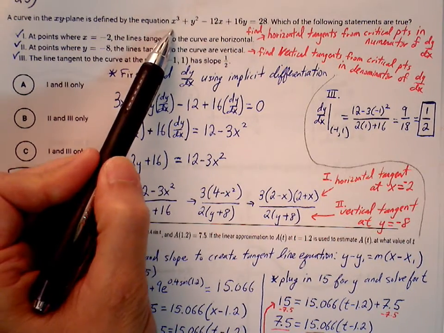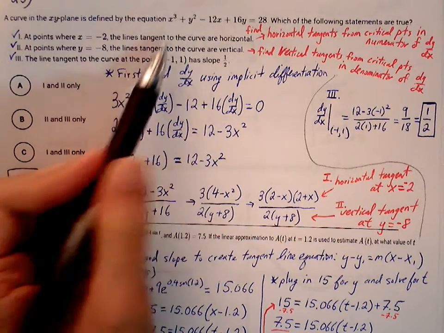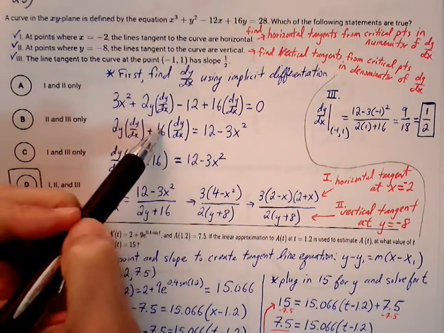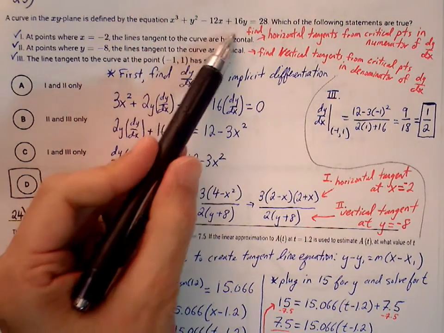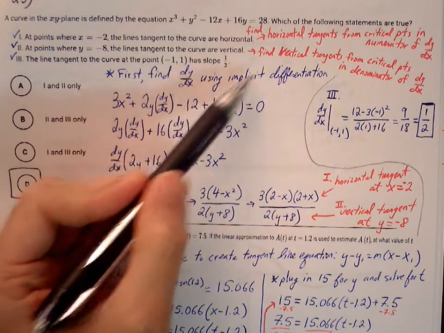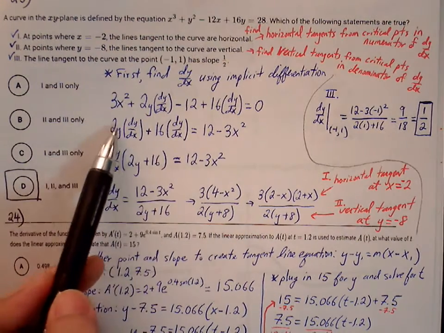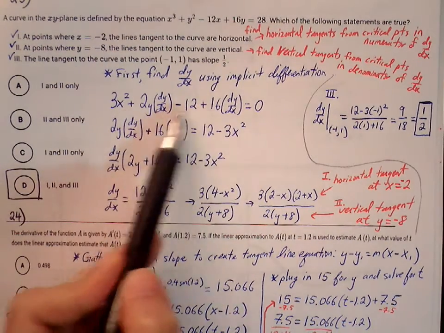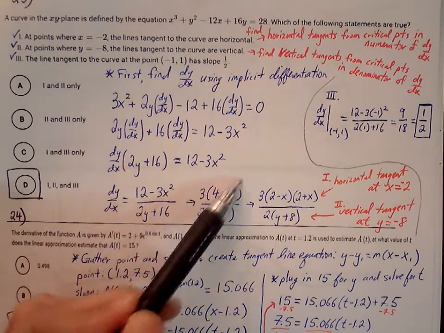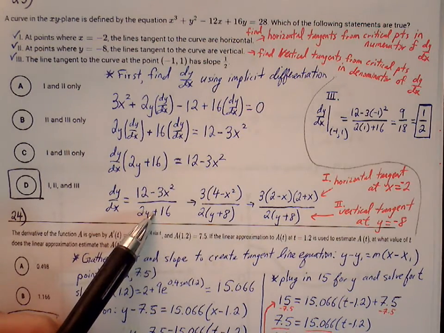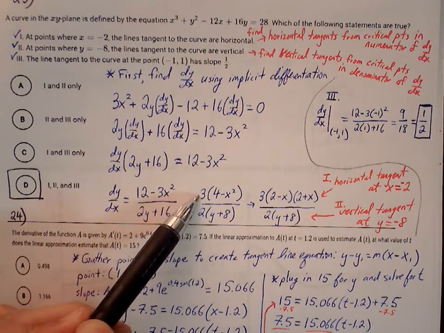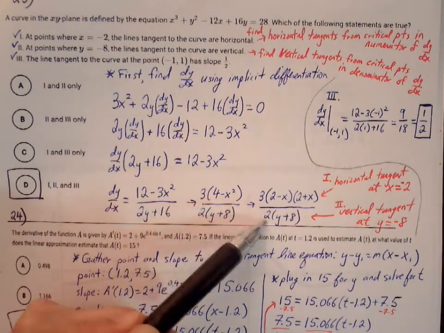So let's go down our terms here. X cubed becomes 3x squared. Y squared becomes 2y dy dx. Right? Y's variable will produce dy dx. 12x becomes 12. 16y becomes 16 dy dx. 28 goes to 0. Now I just want to try to get dy dx by itself. So I'm going to leave the two dy dx terms on the left, move the non-dy dx terms on the right, factor dy dx out, divide over, and I'm going to clean up as much as I can within my derivative function. So I factor the 3 out, factor the 2 out, and I continue to factor through.